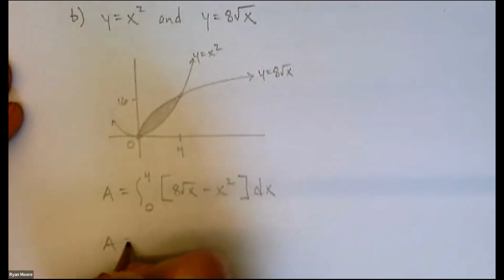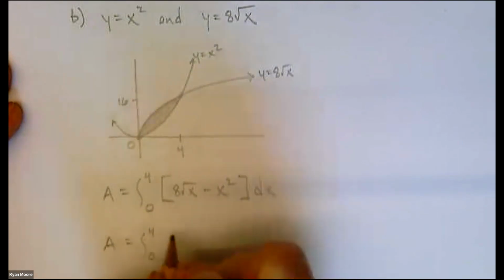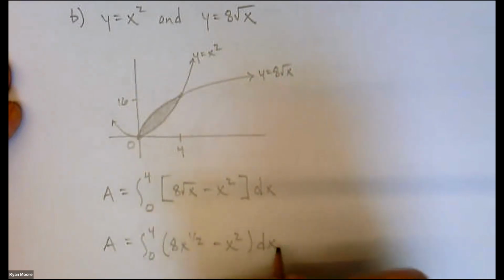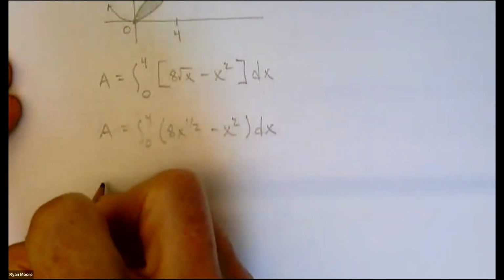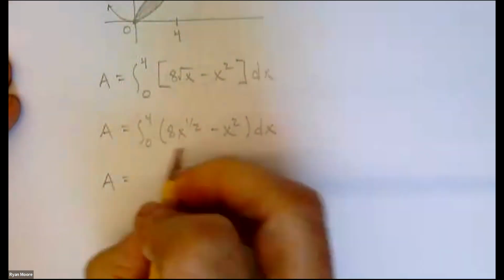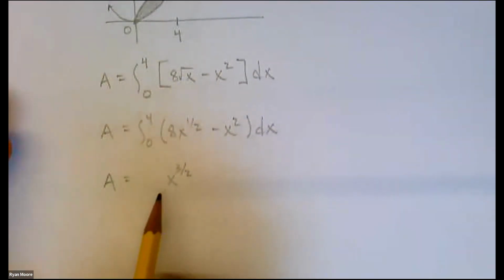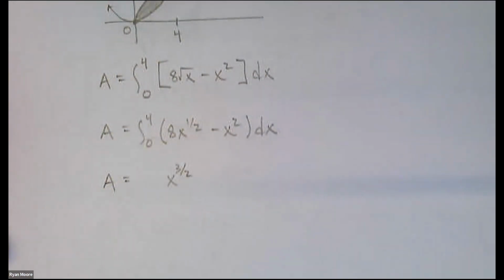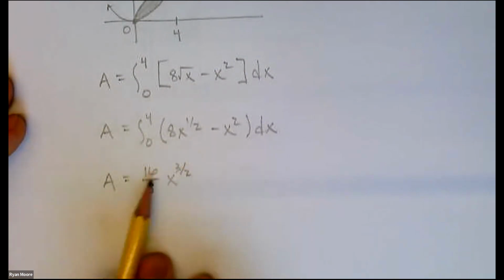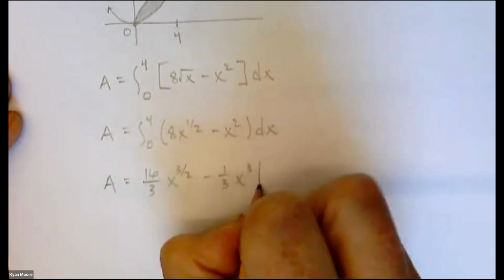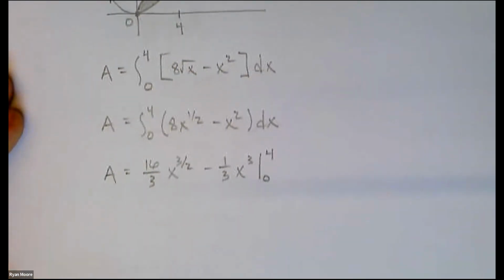8x to the 1/2 minus x squared. Here we go. Let's see. That'd be x to the 3/2. If we divide, 8 divided by 3/2 would be 16 over 3. Multiply the 3, that would cancel. 16 over 2 is the 8. Minus 1/3 x cubed. This is from 0 to 4.